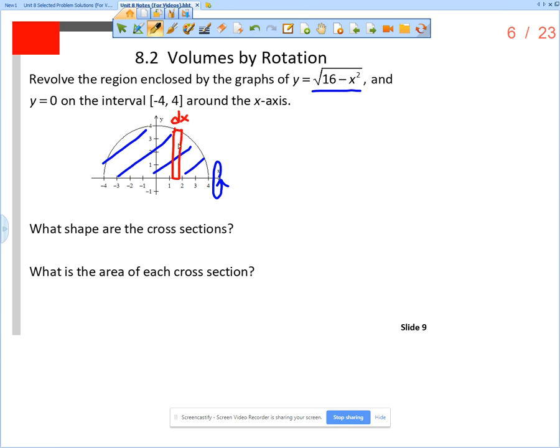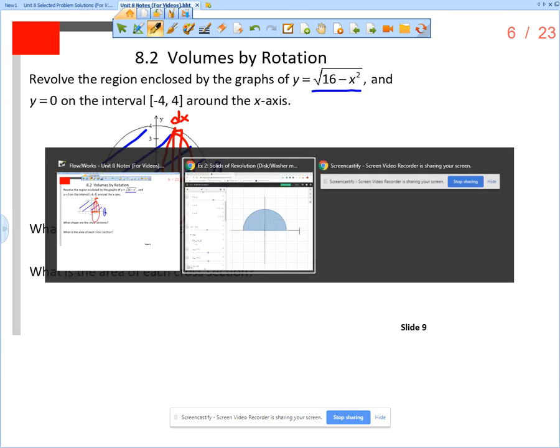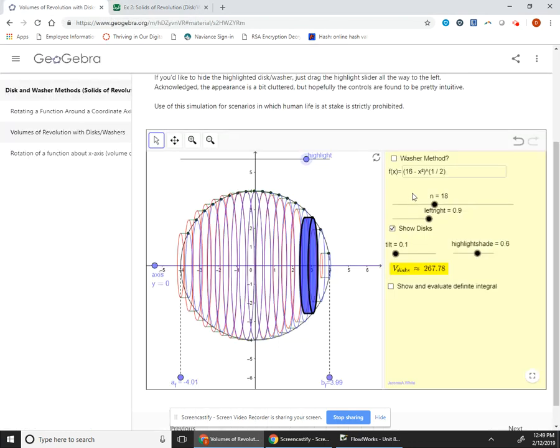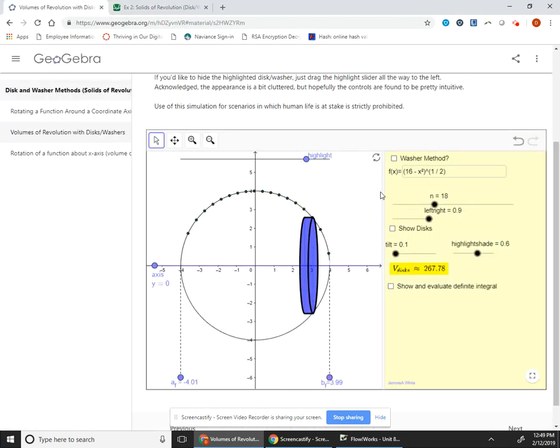Now let's just imagine that this dx is attached to the x-axis, and then we spin the dx around the axis. The question is, what shape have we created when we spin that around? I'm going to go back over here and show you a different website. Let's say that we take our dx and we spin it around the axis. What have we created? We've created what we call a disk.